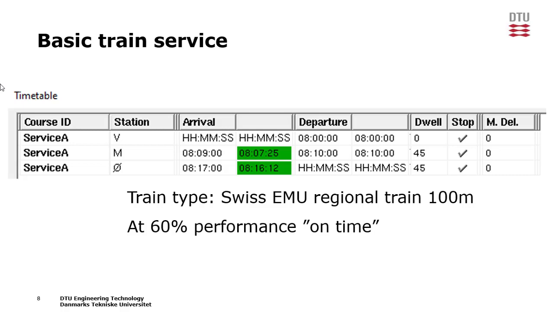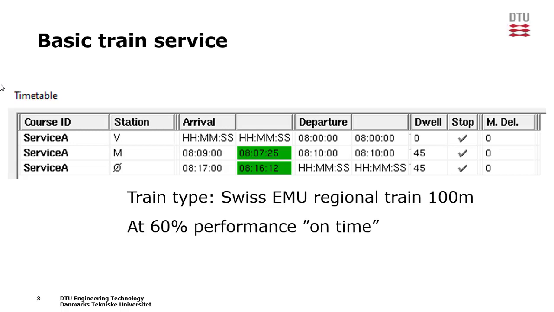This is with a train type of Swiss EMU 100 meters, a train type that came with the sample data that I got from OpenTrack, so hopefully it is a standard train type that you can also experiment with to reproduce these results. I'm running this train at a 60% performance level, and that performance level is set in the courses. When I create the course description, that is where you set that level.